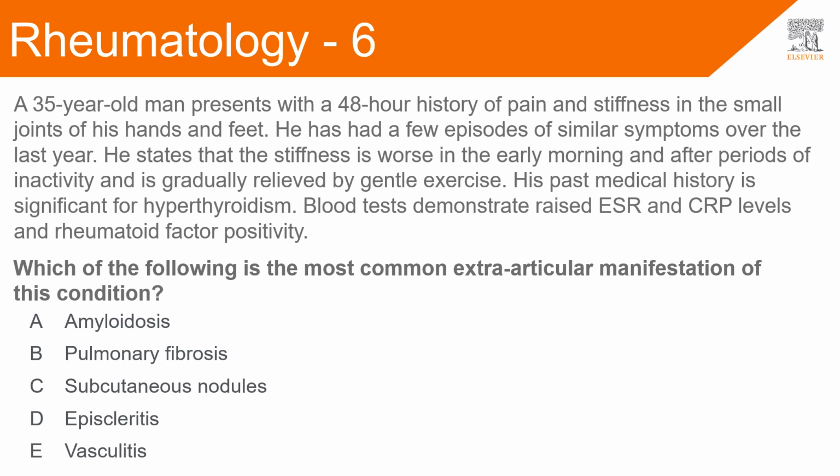Amyloidosis, pulmonary fibrosis, subcutaneous nodules, episcleritis, vasculitis. Have a think, guys. Which one is the most common extra-articular, so outside the joint, manifestation for this particular diagnosis? And the question is, what is the diagnosis? I'll give you 5 more seconds to have a think.